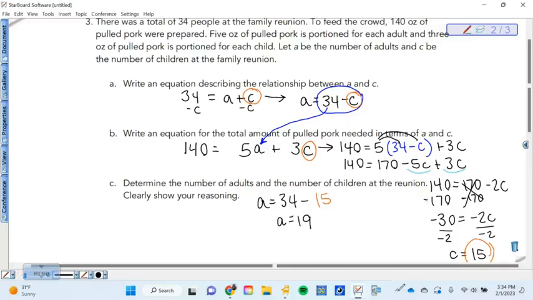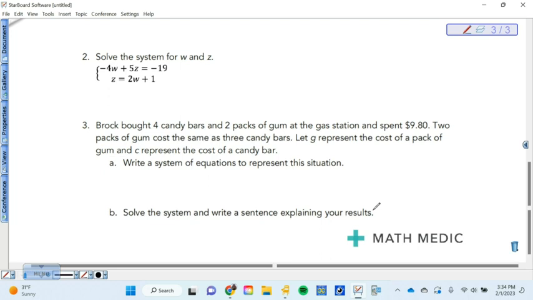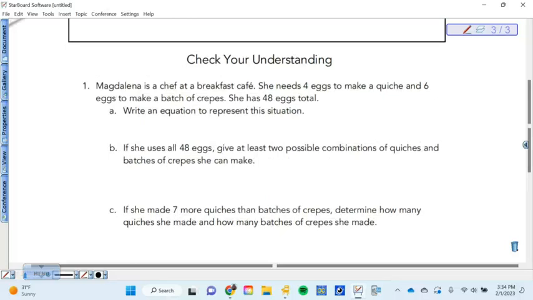Okay, let's go to the next problem. Magdalena, what you guys got over there? That looks good. It's looking good. Okay. So first of all, Magdalena is a chef. She makes quiches and she makes crepes. She needs 4 eggs to make a quiche and 6 eggs to make a batch of crepes. And she has 48 eggs total.